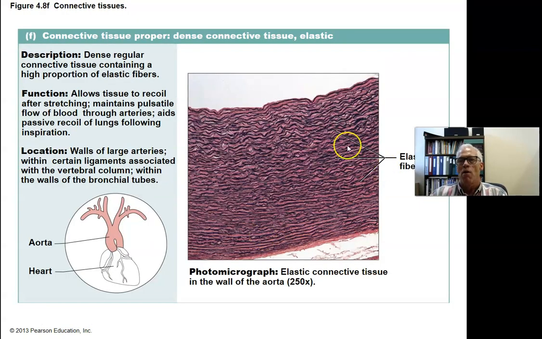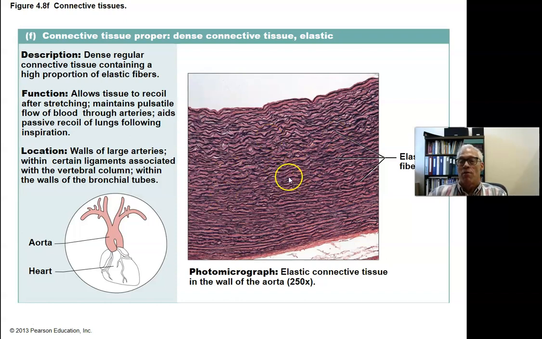Okay, so now we come to that third, finally, category of dense connective tissue proper. It's elastic connective tissue. And this is stained a little differently from most of the slides we've been looking at, in such a way that we can see the elastic fibers showing up black in this picture. And so all those squiggly lines are bundles of elastin protein.